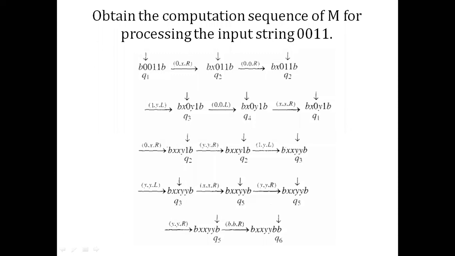Ma'am, in the last example, you said that in the Q2 state, it's behaving somewhat differently from the Q1 state for symbol 0. Why is that?